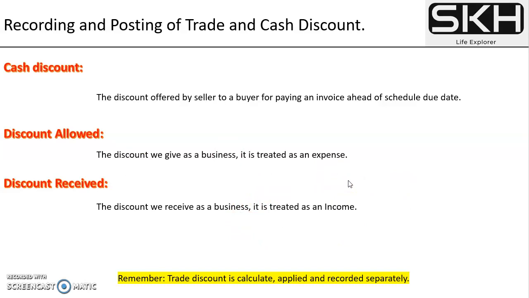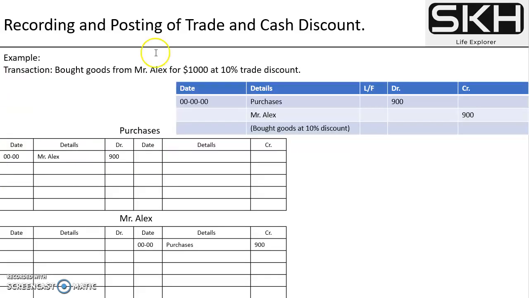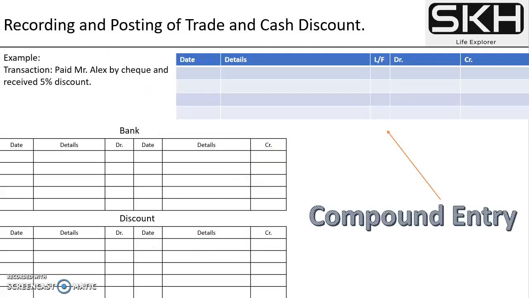I'll show you how to record both in the journal entry as well as in the ledger. I'll just go to the first question. You see that we owe Mr. Alex 900 as per the first transaction. I'll just take it one step ahead. For example, now we paid Mr. Alex by check and we received a 5% discount.